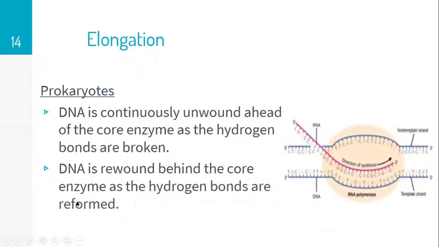All right, so the prokaryotes. We're dealing with prokaryotes here, because you're dealing mostly with eukaryotes, but let's get into the prokaryotes aspect first. The DNA, as I said before, is continuously unwound ahead of the core enzyme as the hydrogen bonds are broken. The DNA is rewound behind the core as the hydrogen bonds are reformed, because we're still going to have an intact DNA here, but we're trying to use it to get an mRNA.